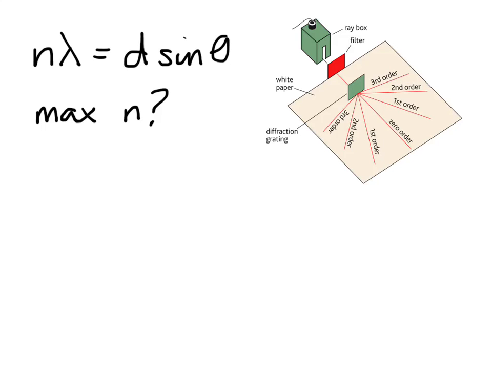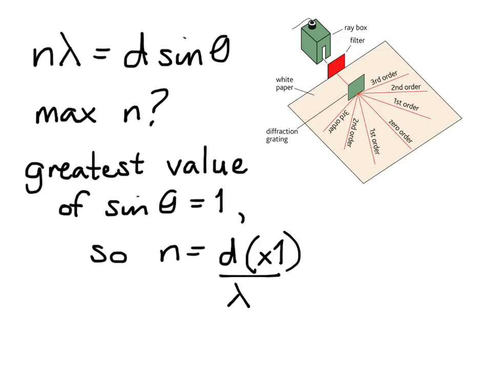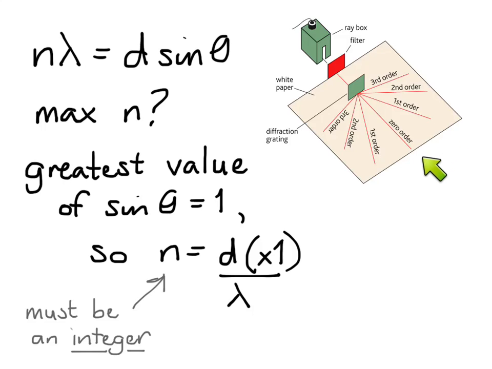So we want to know how many bright spots we're likely to see. If we use the fact that the greatest value of theta is 90 degrees, that means the greatest value of sine theta is 1. So if we rearrange the formula and put sine theta equals 1 in, we get n equals d over lambda, d times 1 over lambda. Just to remind ourselves, n must be an integer because you can't have a fractional fringe here. There's either a fringe or there isn't, but it's got to be a whole number.